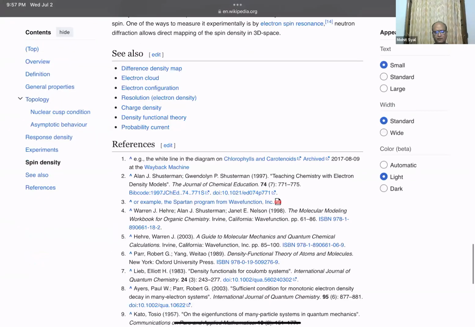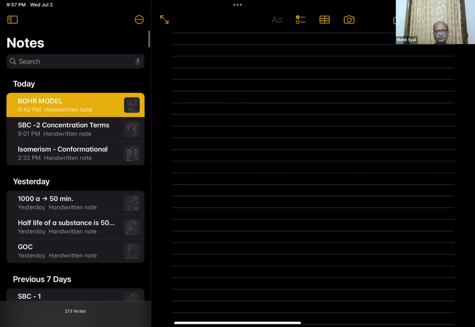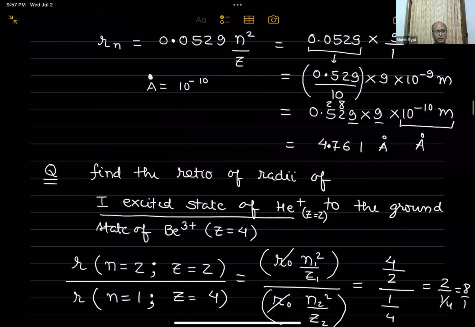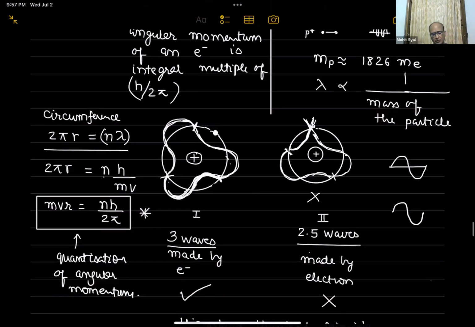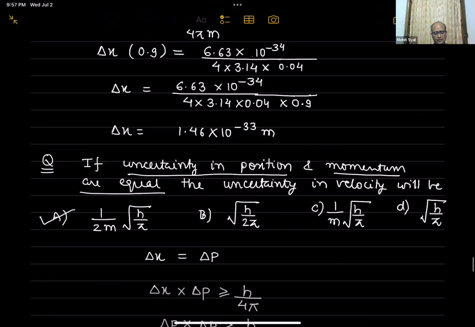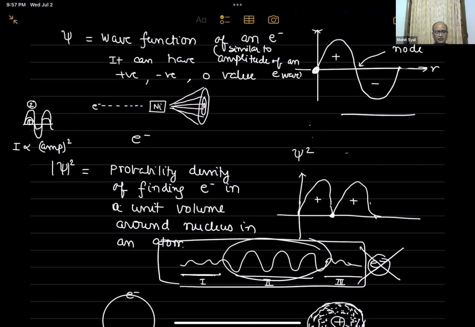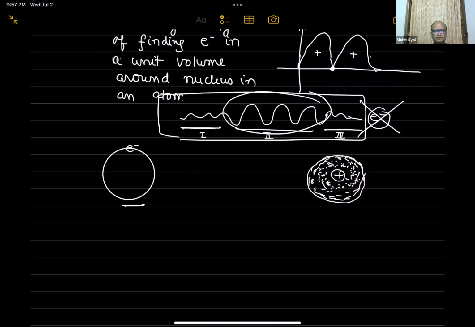These are mathematical equations because, after all, it is a function. And how did you get that function? By solving the Schrodinger wave equation. As of now, you don't have the solutions in your syllabus, so we will do it by other means. Is it clear? Now, psi and psi square: we are not going to plot these functions numerically in chemistry, because that is a mathematical part.